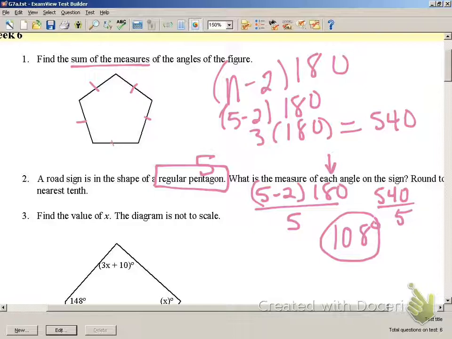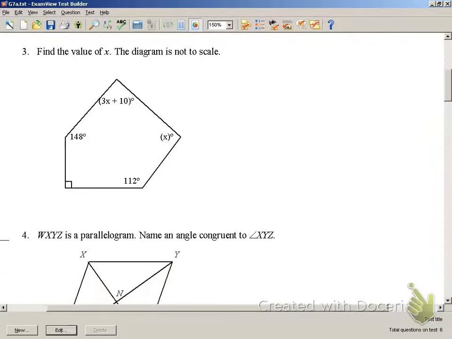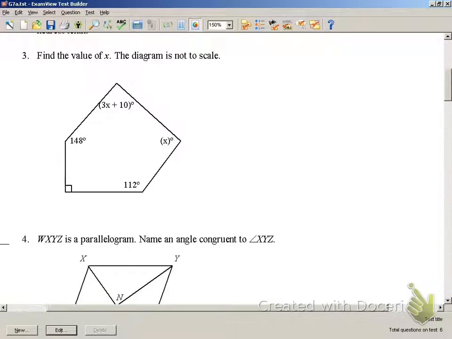So now let's go to number 3. Number 3 says to find the value of x. The diagram is not to scale. First of all, in order to be able to find x, I've got to know what all of these different angles add up to be. So I need to know the sum of these interior angles, because I can set them equal, or I can write it out as 148 plus 3x plus 10 plus x plus 112 plus 90 degrees. That's what the box means.